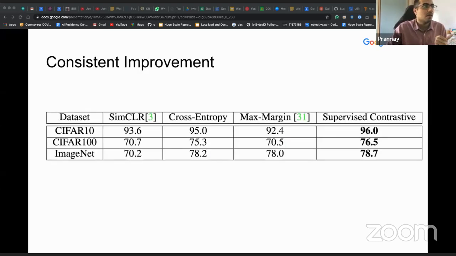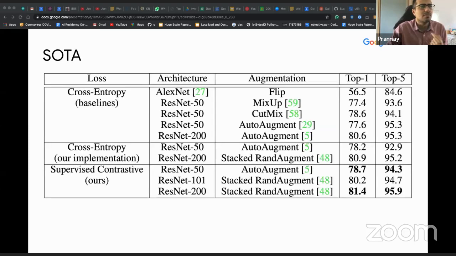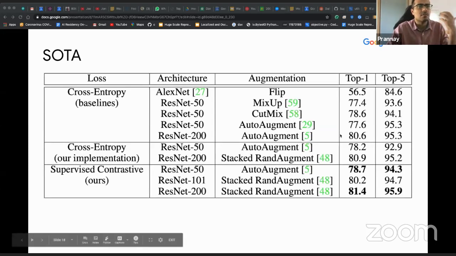We see consistent improvement across models and across data sets. So we're better than SimCLR, which is unsupervised, cross entropy, which is supervised, max margin, which is also supervised, and then supervised contrastive is better than all of them for CIFAR 10, 100, and ImageNet. Then this is a more detailed version of the results that we have.